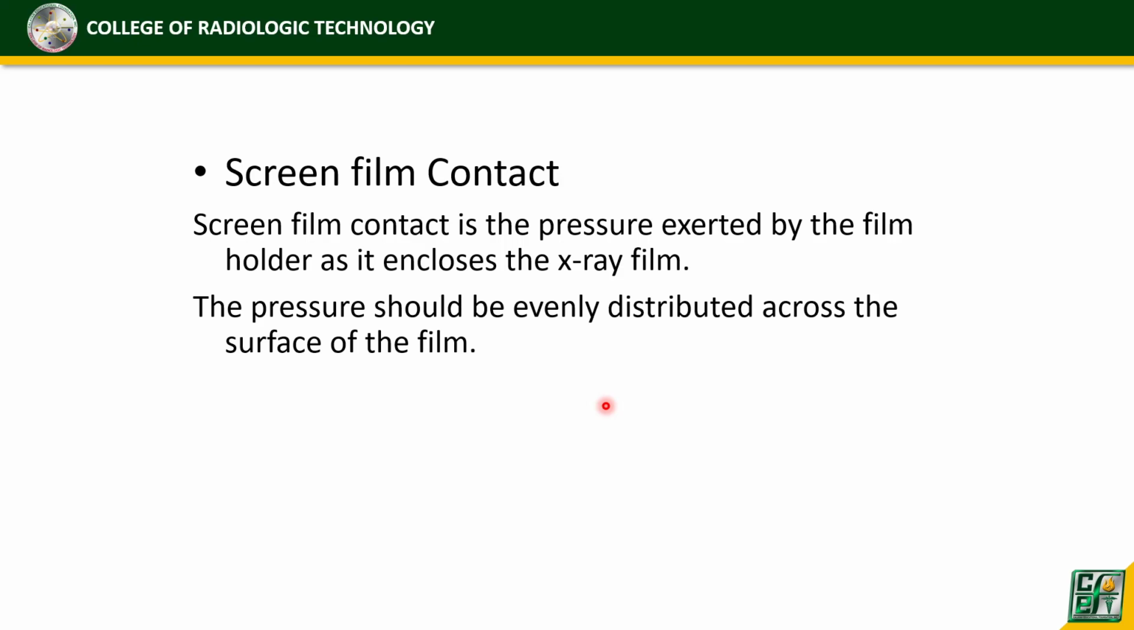Okay, screen film contact. So it is important that the film and the screen, ma-maintain yung contact niya or pantay yung surface ng contact. Kasi kung hindi pantay yung surface ng contact, so maaaring magkaroon ng warping ng image. Okay? So it can have distortion on the image. So the screen film contact is the pressure exerted by the film holder or the cassette as it encloses the X-ray film.